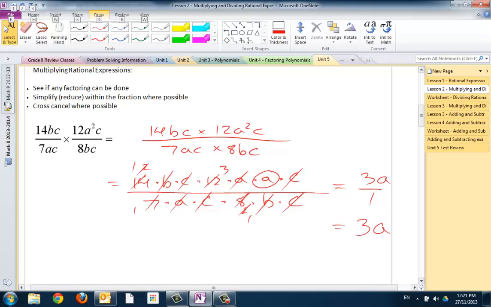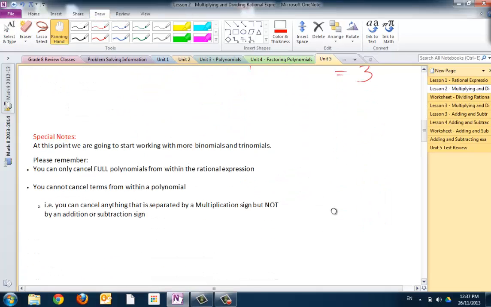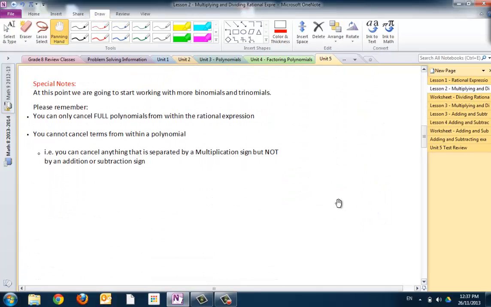So not that different from what we were doing in our last lesson, where we were just simplifying or reducing these rational expressions. The only difference is we have this multiplication sign in the middle. Let's see what happens with some other examples here.